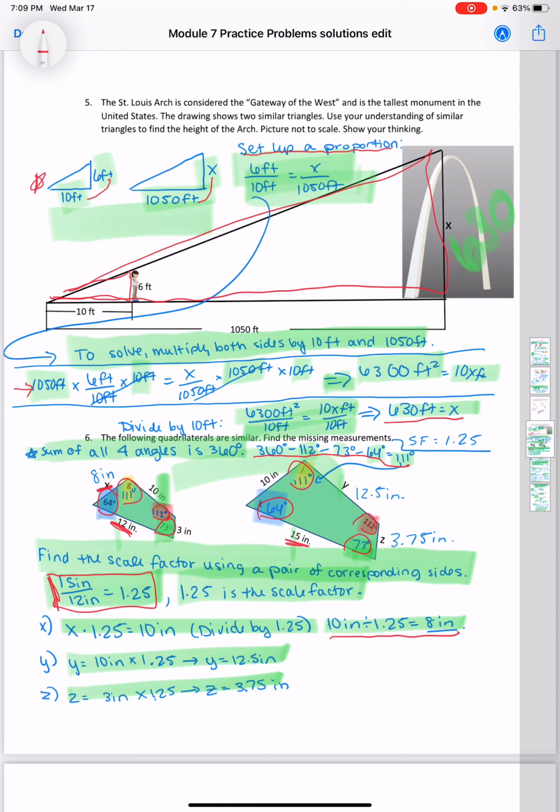For y, I want a larger value, so I can do 10 times 1 25/100 or 1 1/4 to get 12.5 inches. And for z, I'm going to use this 3 inches and multiply it by 1.25 to get 3 75/100 inches.